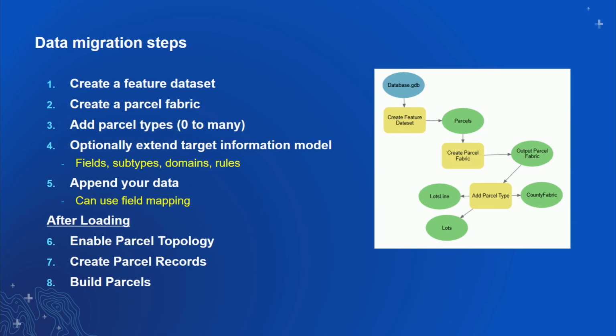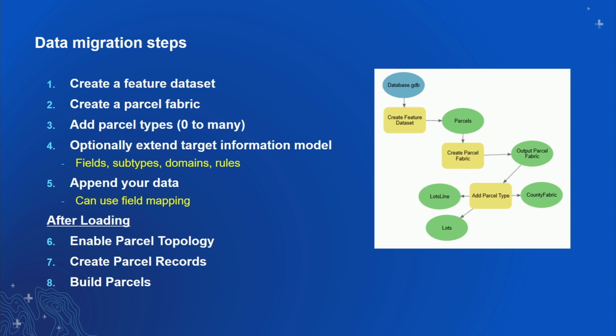All right, so let's summarize and go through some of those steps. You'll notice that everything he did was a geoprocessing tool that can be put in a model that can be run overnight if you have a lot of data. So, create a feature dataset. Your fabric will be created in a new feature dataset. Only one fabric can be created in a single feature dataset.